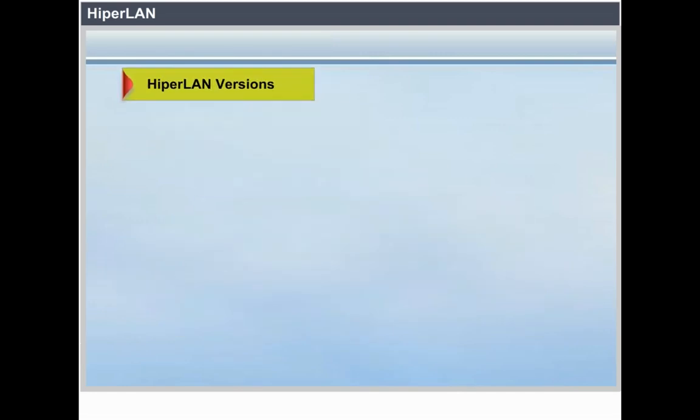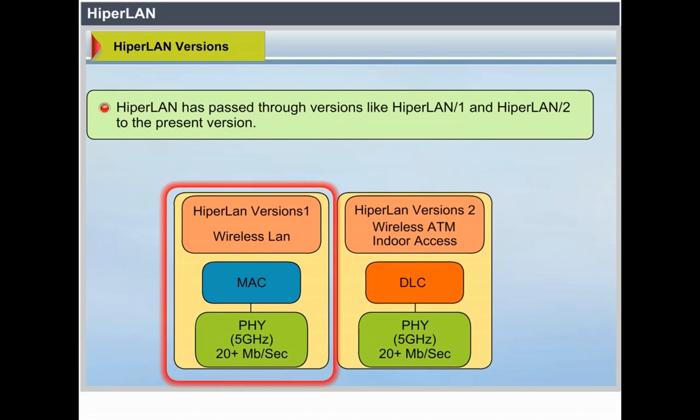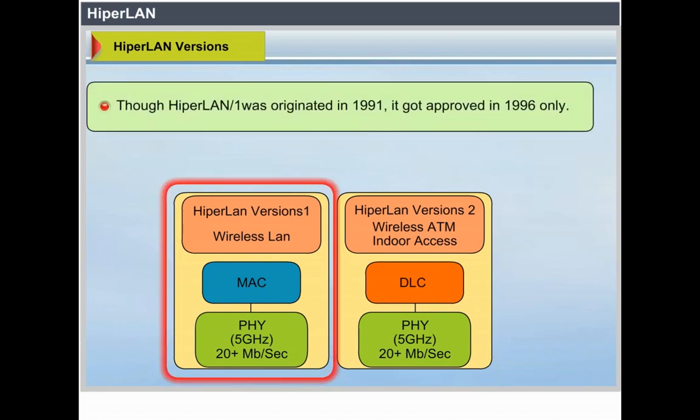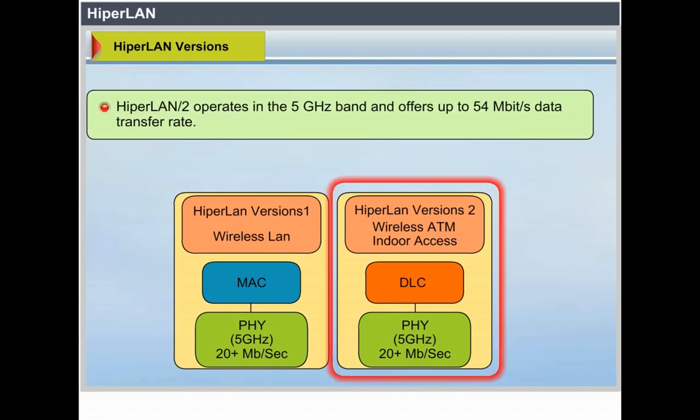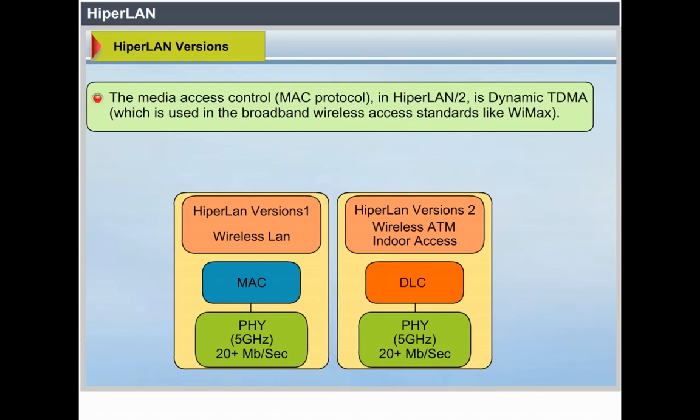HyperLAN versions. HyperLAN has gone through versions like HyperLAN 1 and HyperLAN 2. HyperLAN 1 started in 1991 and was approved in 1996. HyperLAN 2 specifications, completed in early 2000, were designed as a fast wireless connection for many kinds of networks like UMTS, ATM and IP networks. HyperLAN 2 operates in the 5 GHz band and offers up to 54 Mbits per second data transfer rate. The Media Access Control, MAC, protocol in HyperLAN 2 is dynamic TDMA, which is used in broadband wireless access standards like WiMAX.